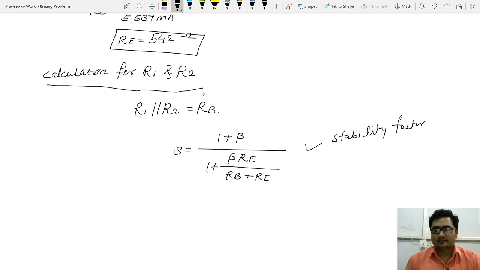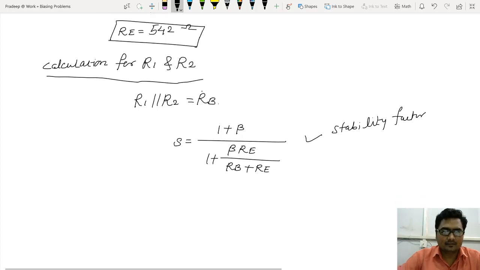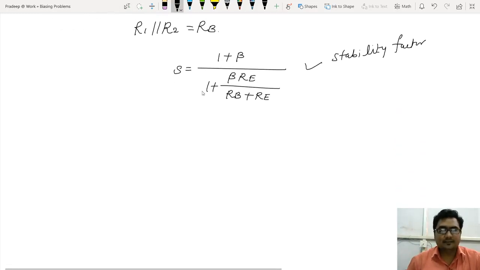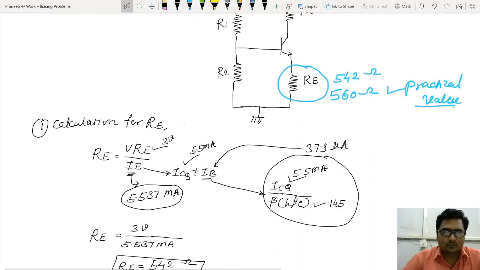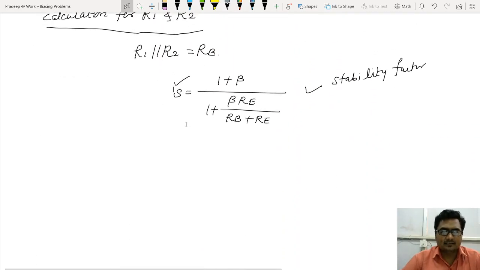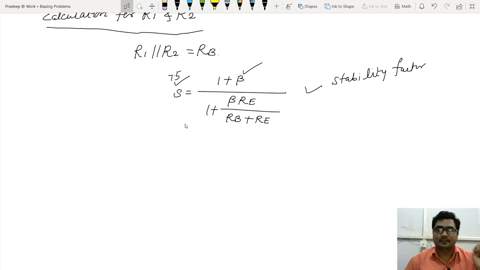Stability factor. Now, as the stability factor for this circuit is given, how much is it? Just check, is it 7 or 10? The stability factor is 7.5. See, the stability factor is given as 7.5. Let me write it here in small font, 7.5. Beta, which is nothing but your hFE, is also given. It is 145.